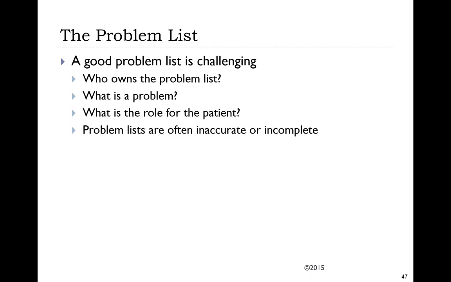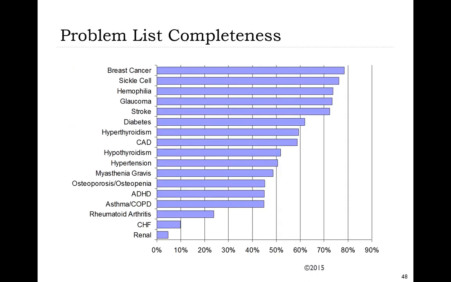But the key issue that we've been dealing with in my research, which I'm going to talk about today, is the fact that unfortunately our problem lists are often inaccurate or incomplete. Go forward a slide for me. So this is the result of a chart review that my research group did. We manually reviewed a large number of charts and tried to figure out what problems patients really actually had, and then looked to see whether the corresponding problems were on their problem list.